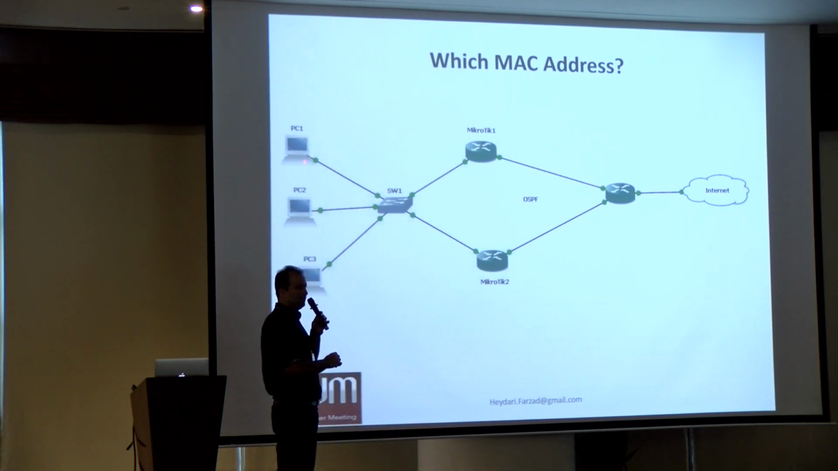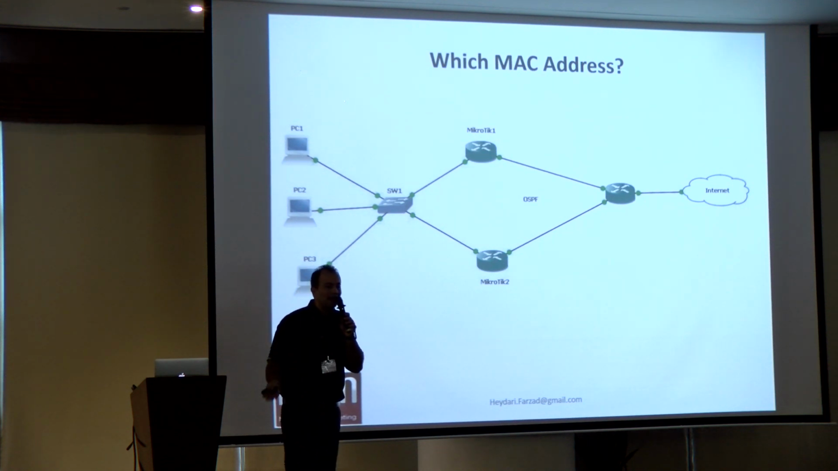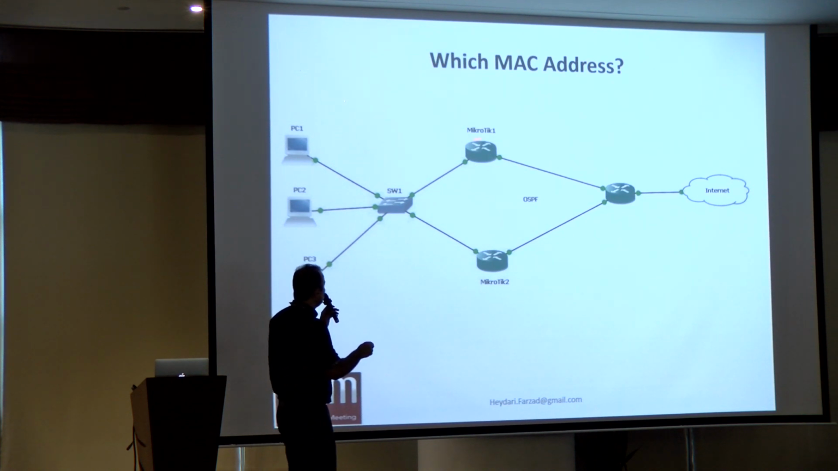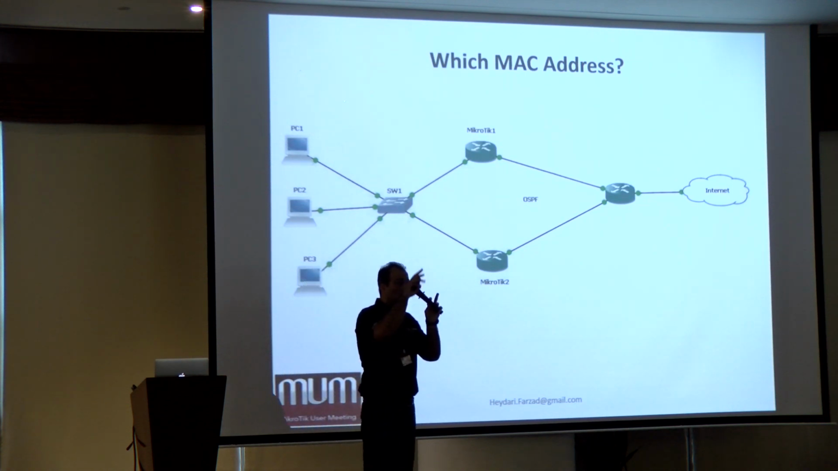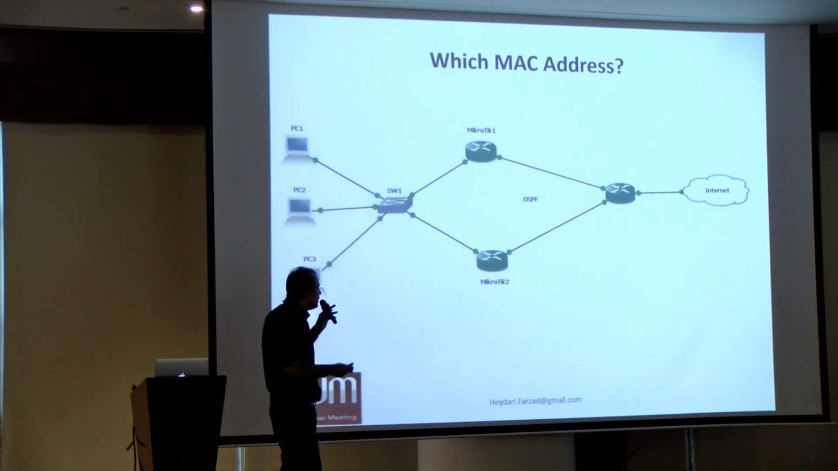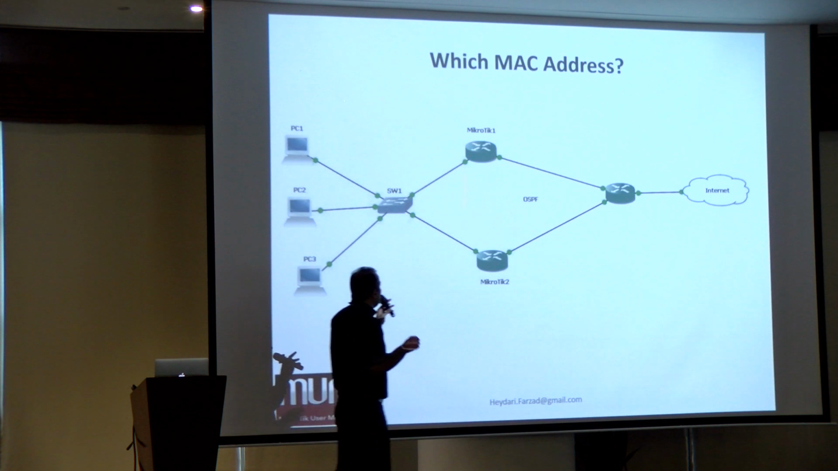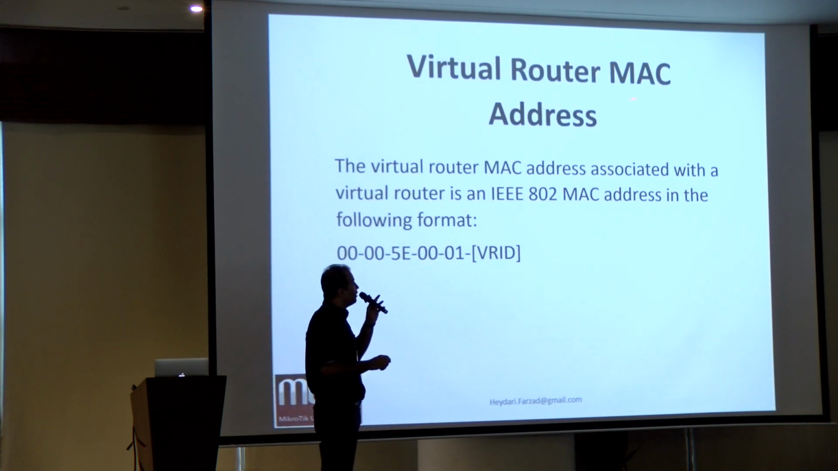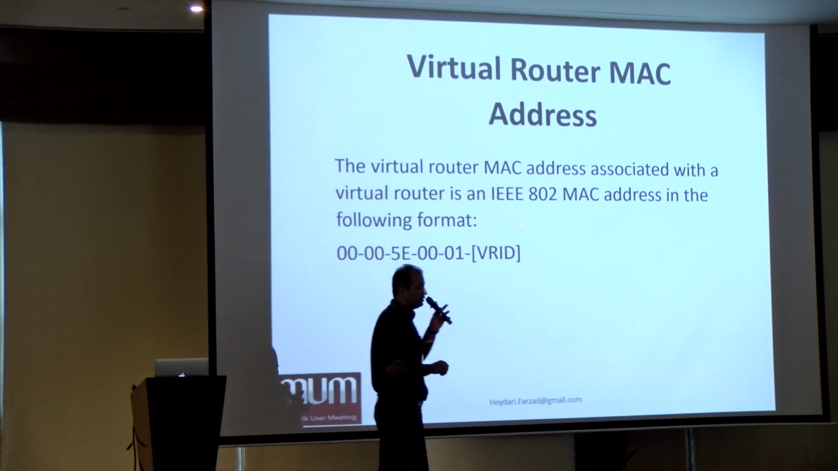When a client sends an ARP request, who should answer it? We have two different interfaces which are now in one group, but our problem is which MAC address. So in this scenario, we have a virtual router MAC address, which is assigned by IEEE.